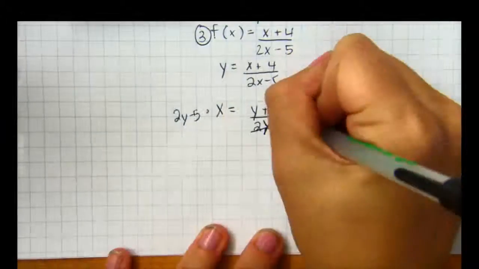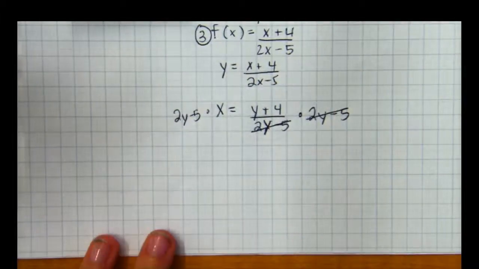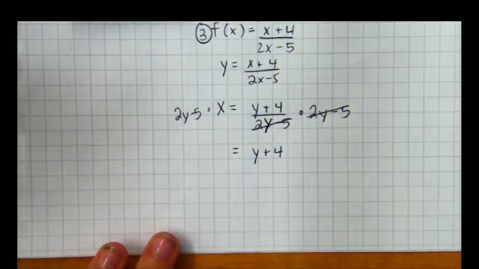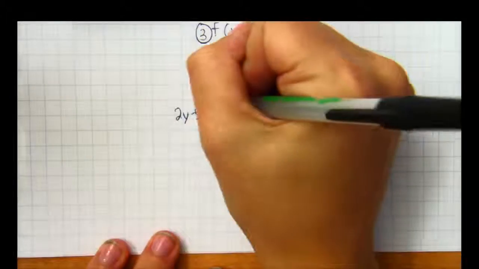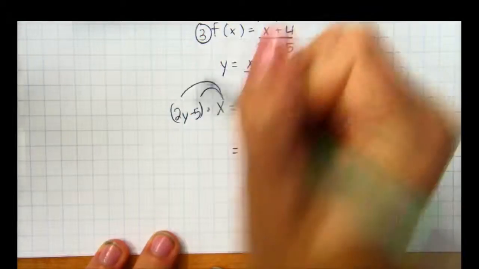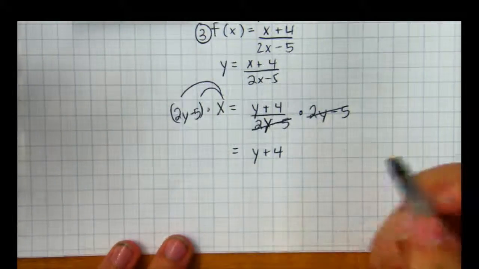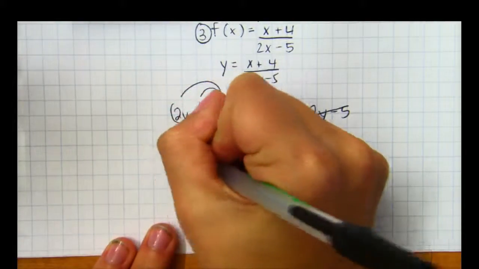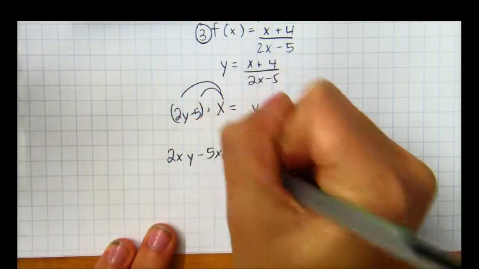Okay, so over here, my denominator is going to cancel out. I'm going to just be left with y plus 4. Over on this side, I can distribute in that x so that I've got a simpler side. So I've got 2xy minus 5x.